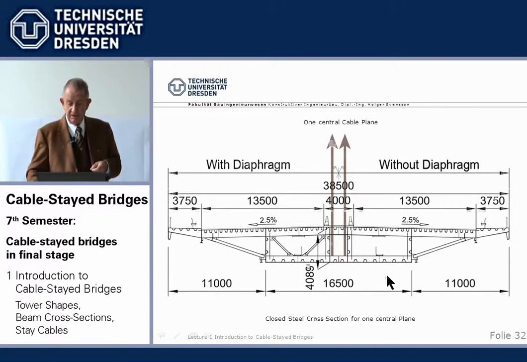Now, if we have one central cable plane only, I told you already, in order to take the torsion, we need to have a box which is supported in the center by one cable plane. Okay, there are two cable planes, but they are so close together, I call them one central cable plane.